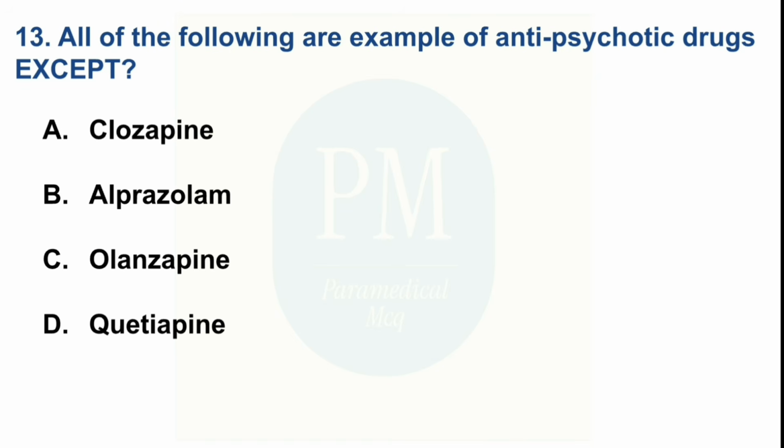All of the following are examples of antipsychotic drugs except: Option A, clozapine. Option B, alprazolam. Option C, olanzapine. Option D, quetiapine. The correct option is option B, alprazolam.